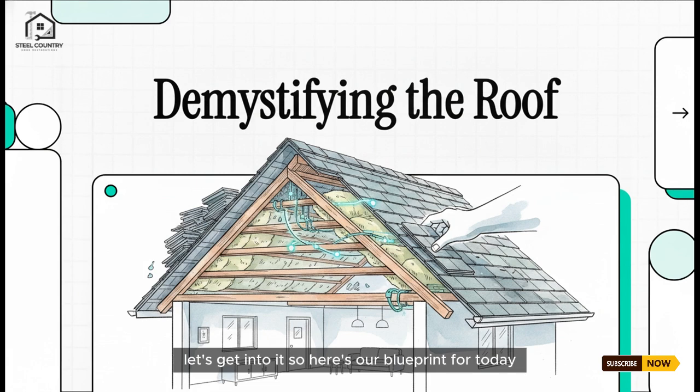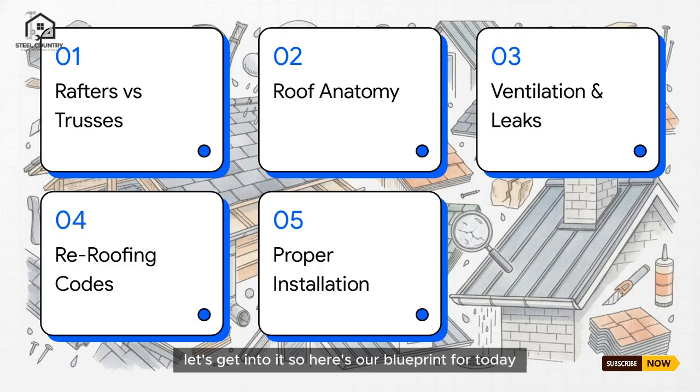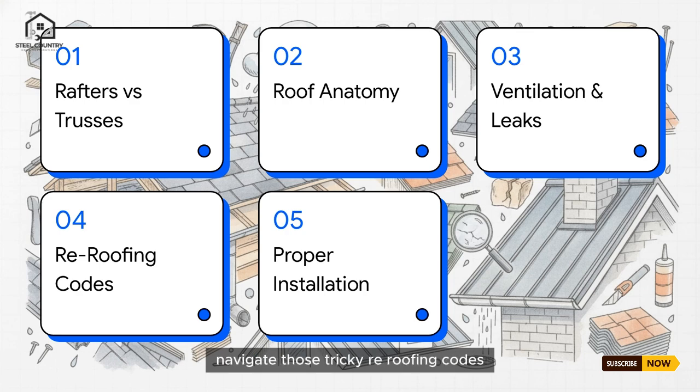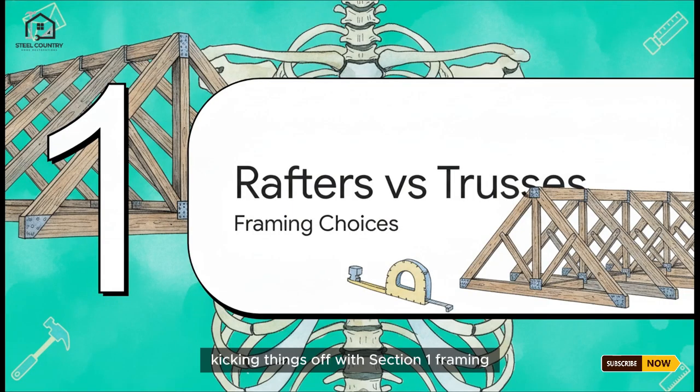Let's get into it. So here's our blueprint for today. We'll start with framing, looking at rafters versus trusses. Then we'll map out the anatomy of the roof, dive into ventilation and leak prevention, navigate those tricky re-roofing codes, and wrap up with proper installation and fastening. Kicking things off with Section 1, Framing, where we'll pit rafters against trusses.